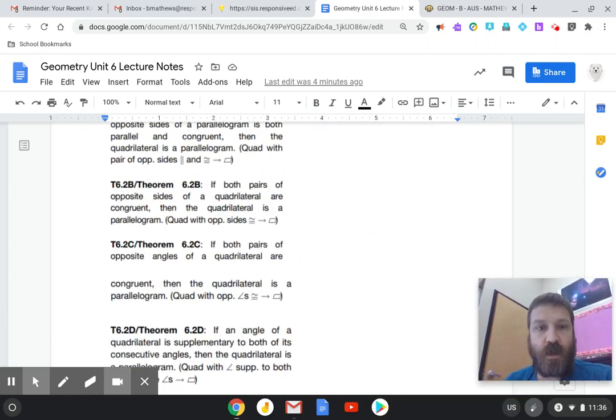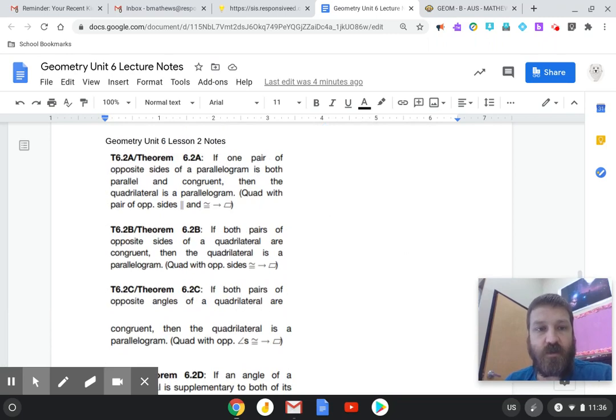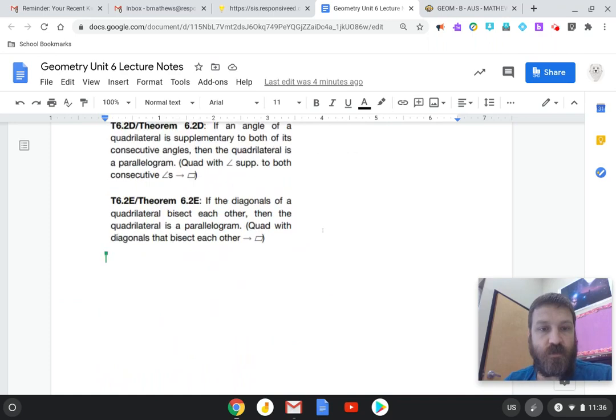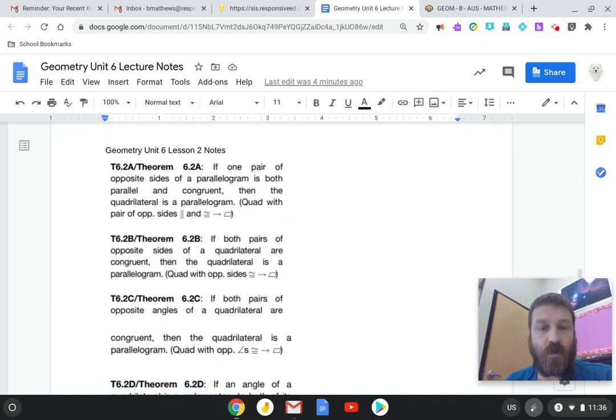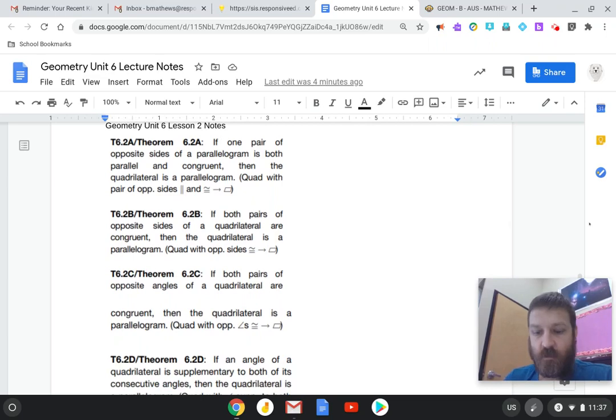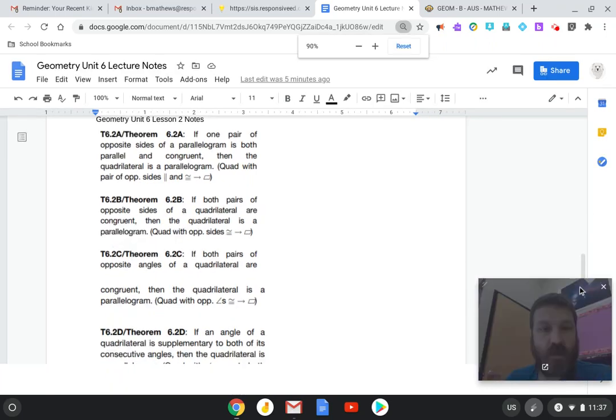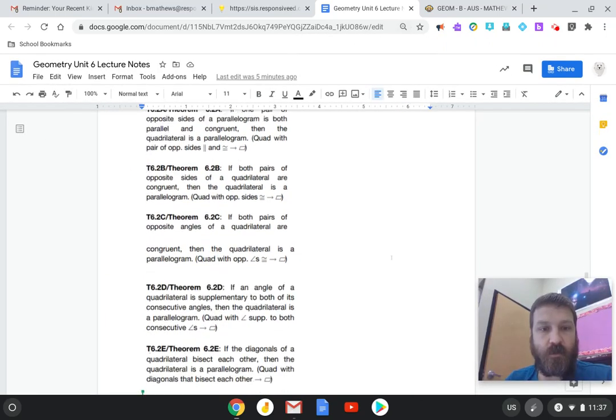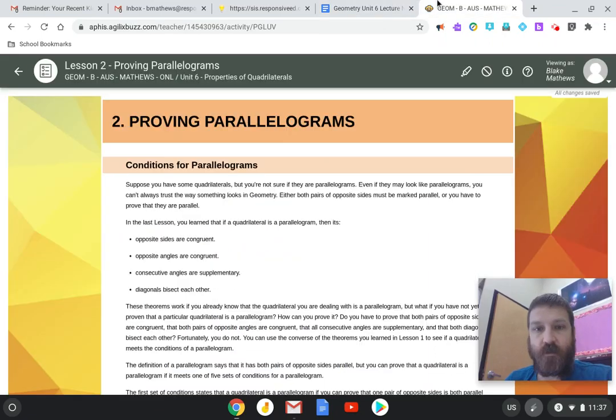So we're going to be looking at the lesson 2 theorems here. They're all on the second page of these notes, so we'll refer back to this as we go. I'll just leave that there and zoom out a little bit on that. So hopefully that'll be helpful to you. And then like I said, I'm going to work through some of these problems.